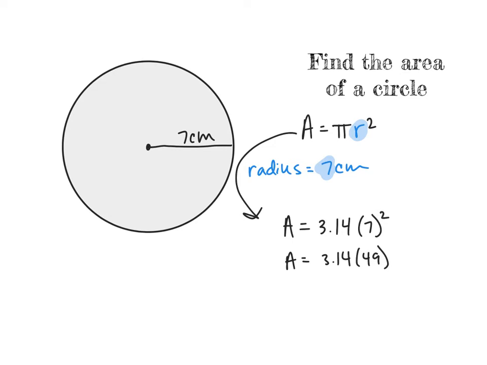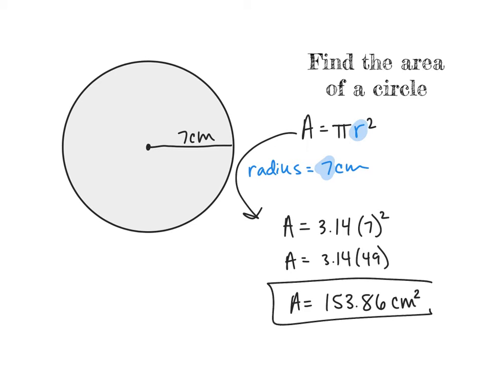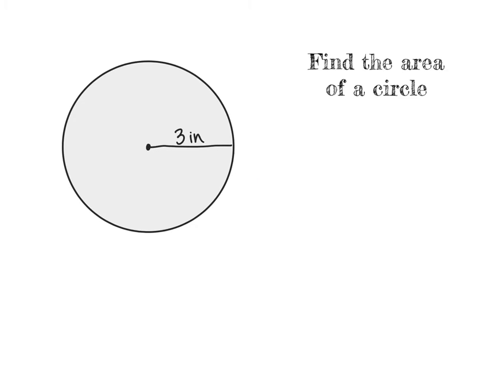Then I take 49, times that by 3.14, and I get my area, which is equal to 153.86. Now, stop here. Remember, area is two-dimensional, so this is centimeters squared. Okay, so now that we've done one together, if you want to pause the video, try this one on your own, then play it to see if you did it correctly, go ahead and do so.